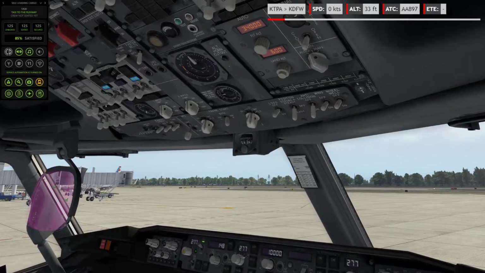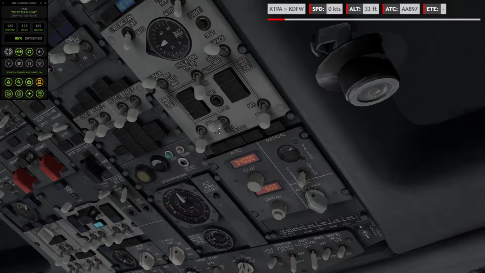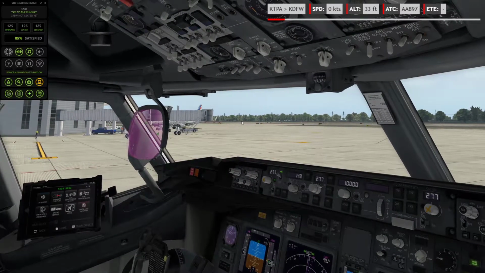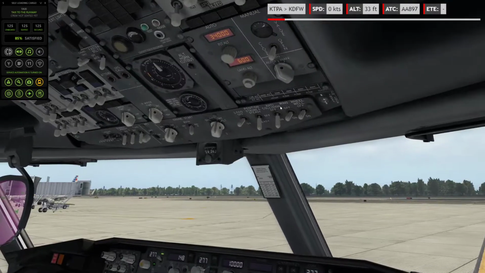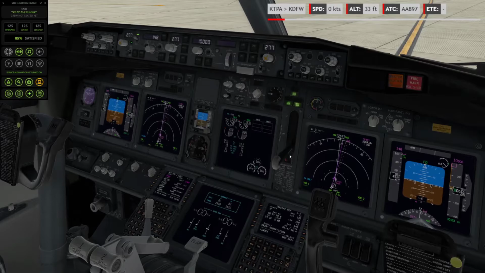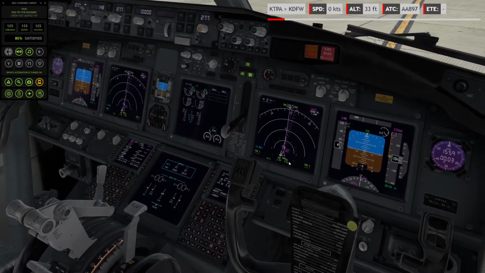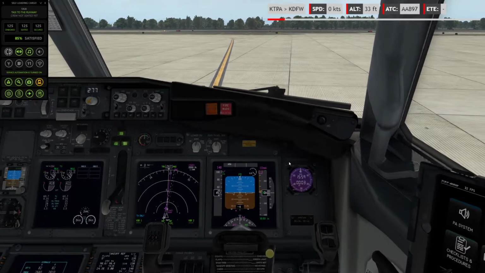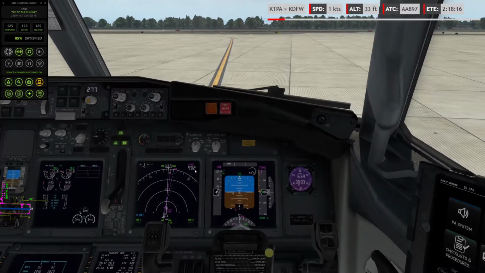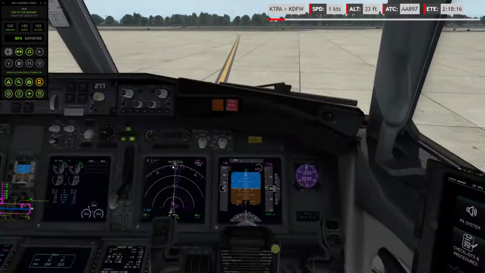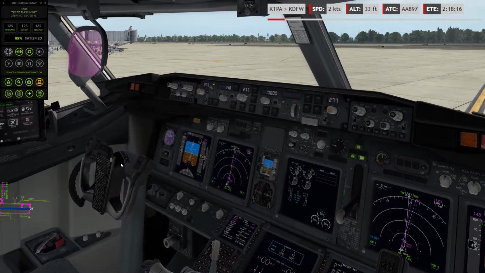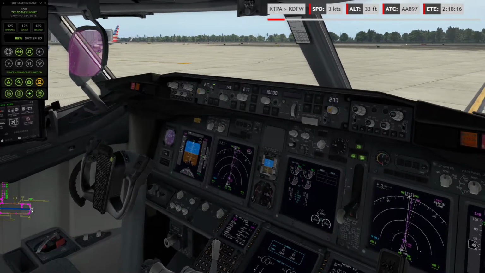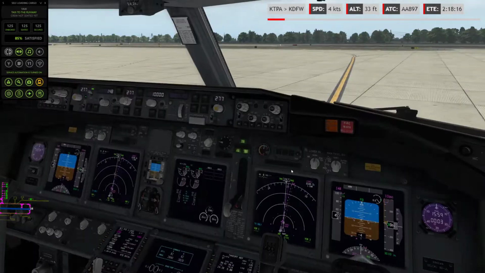Alright, let's switch over the generators, turn off the packs, turn on the packs, turn off the APU, turn on the lights, and check the rudder. Rudder full left, rudder full right, neutral, and brakes off. So we have to make a left turn and then another left turn and then go all the way to the end for runway 28. It's a little bit of a distance.